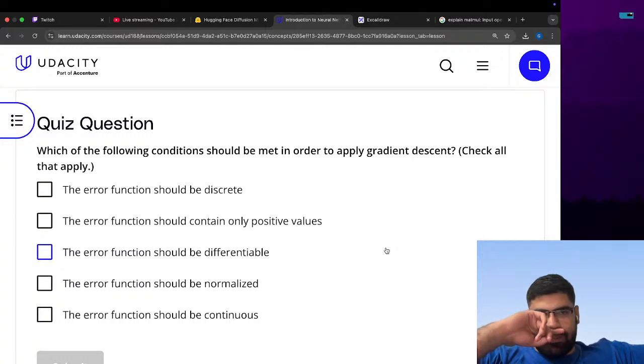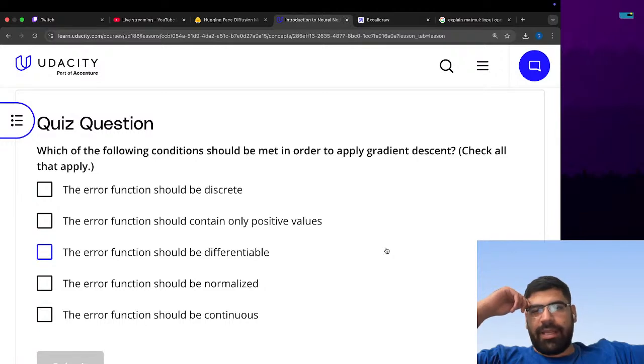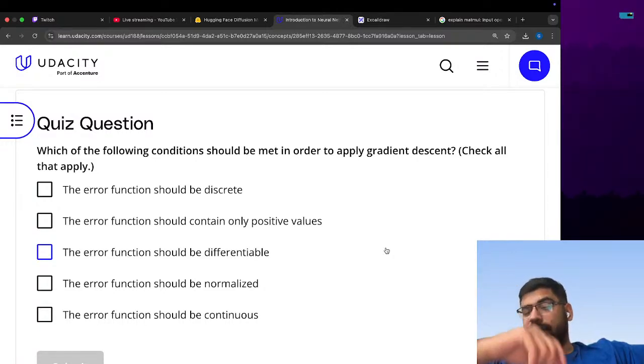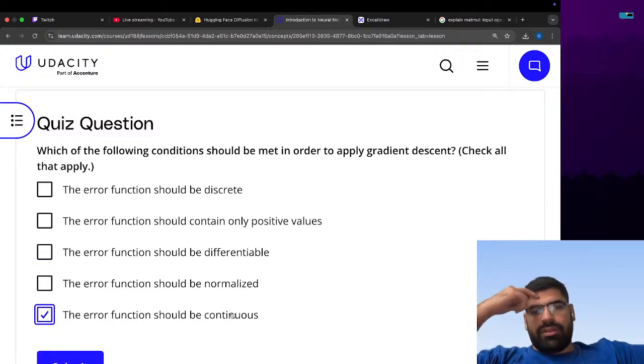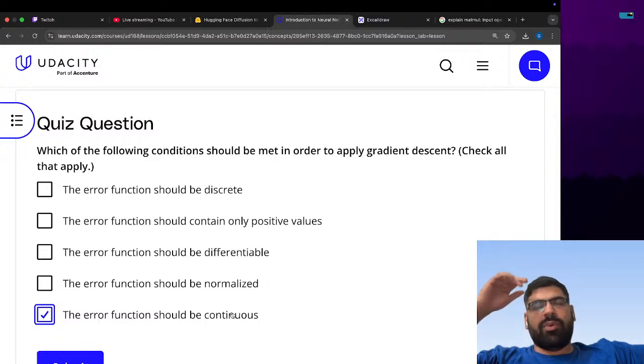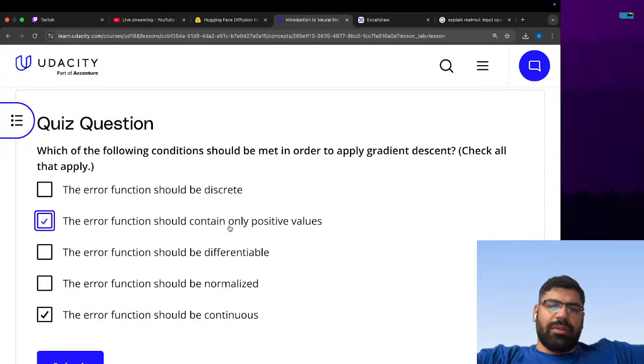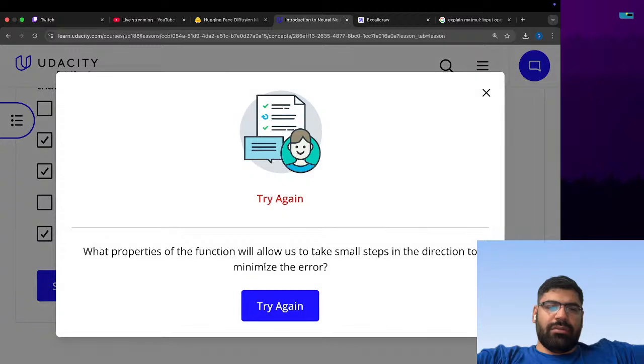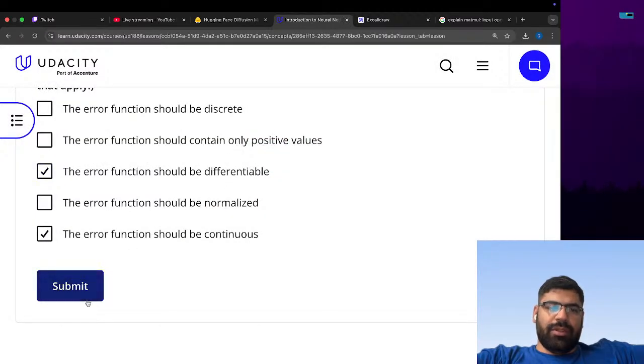Let's solve this. Which of the following conditions should be met in order to apply gradient descent? The error function should be discrete. I think it said it should be continuous, right? This one, should contain only positive values. No, the penalty is, I believe, a negative value. Maybe it might contain only positive because small errors had small penalties. So I think maybe, and it should be differentiable. Try again. Okay, so maybe not positive values.